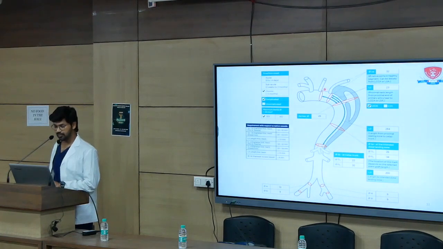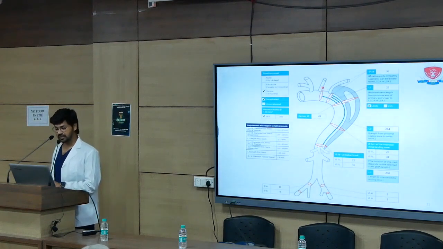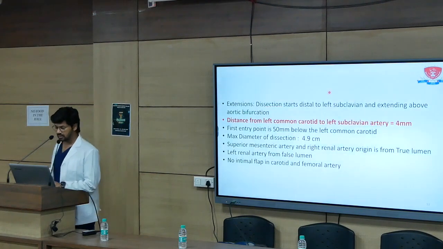The distance between the left common carotid artery and the left subclavian artery is 4 mm. Actually, in the majority of cases, the distance between these two is 10 to 15 mm. But in our case, it was 4 mm, which made it very difficult for us to angulate and negotiate our stent in that zone. These are a few other measurements that are important for sizing and planning of the stent.